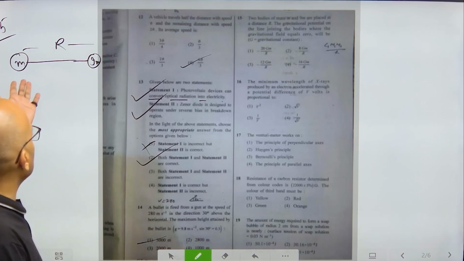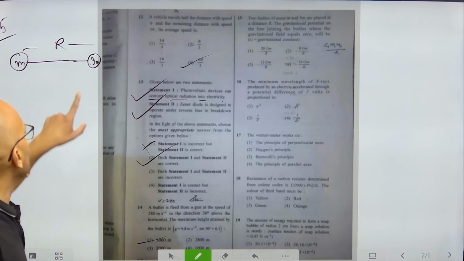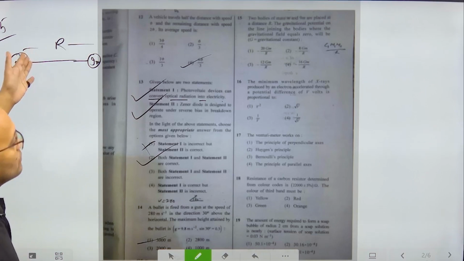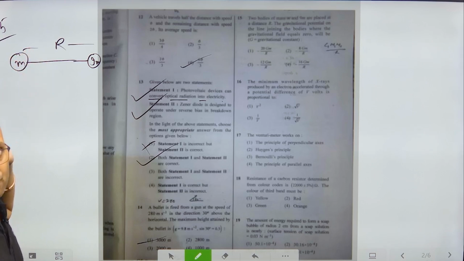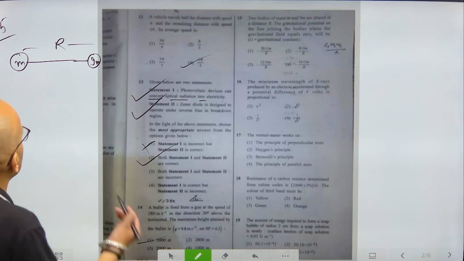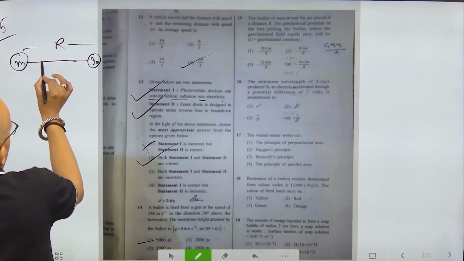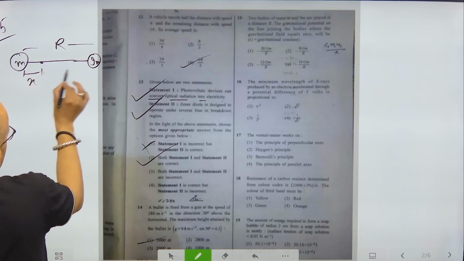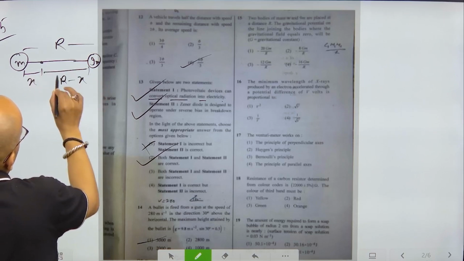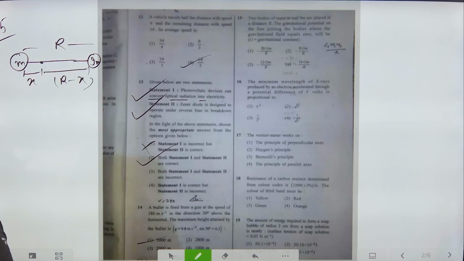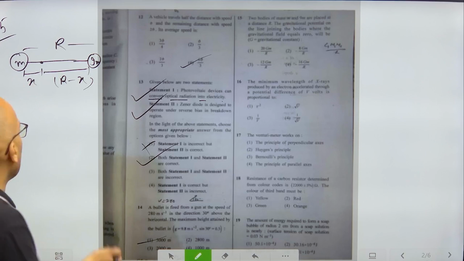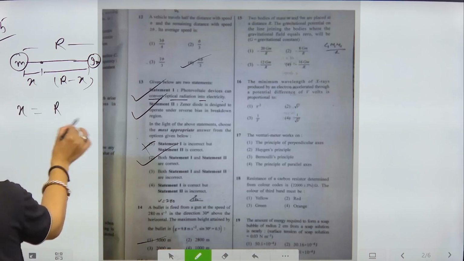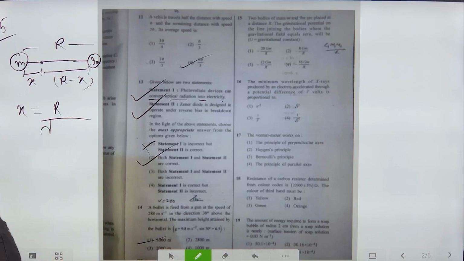So we know from the concept of field that it is saying gravitational field is 0. I said electric field, sorry. Gravitational field is 0. So obviously the point will lie closer to this mass because the magnitude of mass is small. So let us say this is x. So this much is r minus x. Yes or no? There is a direct formula, I have told you how to find the distance: x is equal to r upon under the root of n plus 1.